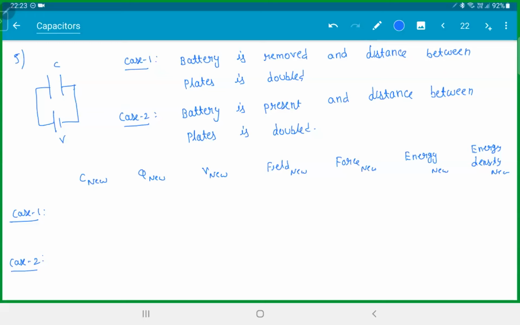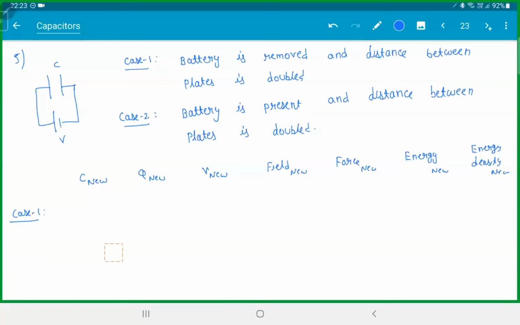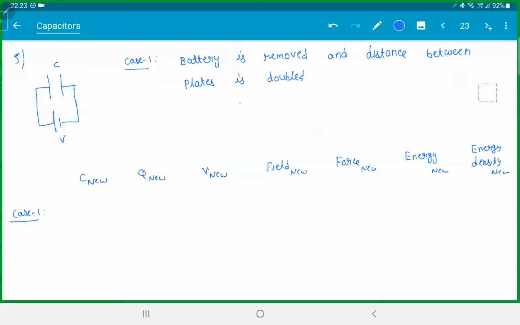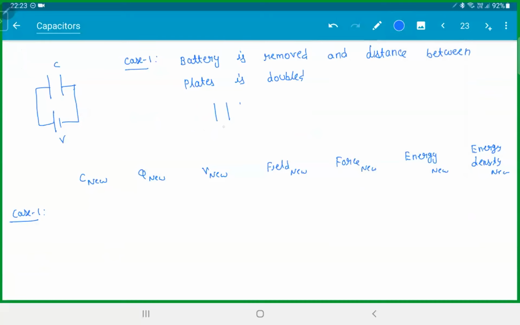Let's see. Whenever you get these kinds of questions, where do you start from? Start from the capacitance. So what did you do here? Initially, the capacitor's distance was D. Then you made the distance double. So what is the capacitance formula? A epsilon by D. So what will happen to the capacitance? C by 2, na?